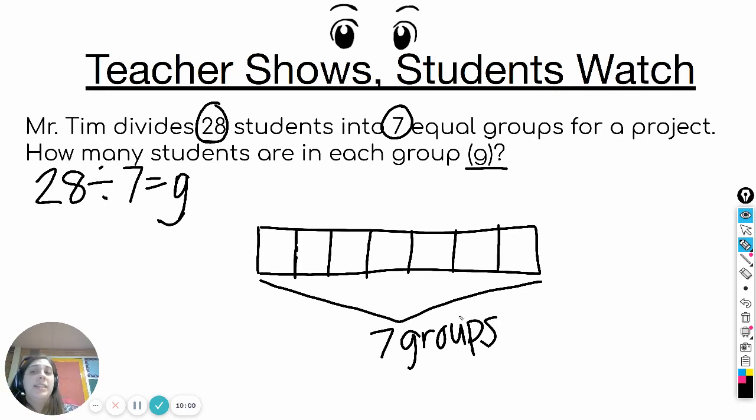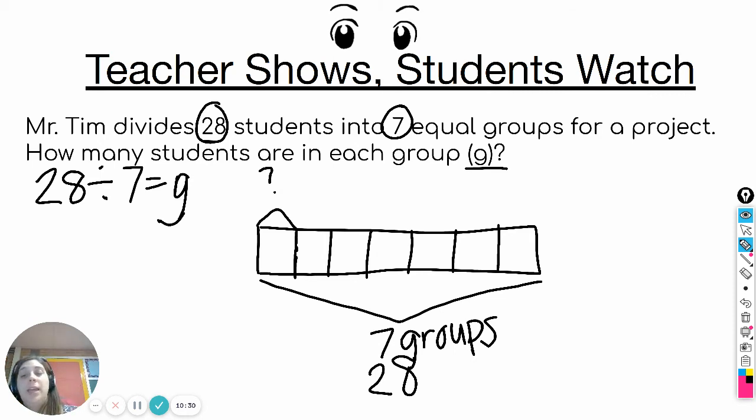Now, here's where it's different than multiplication. I already know my total. My total is 28. So I have to figure out, what does my size equal? How many are in each group? I'm still going to use my dots, but this time I'm going to have to do them a little differently because I don't know how many dots to put in each group. I'm just going to put one dot in each group until I've used all 28.